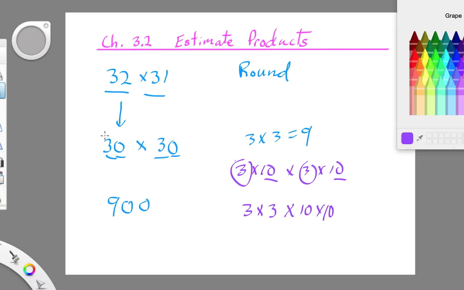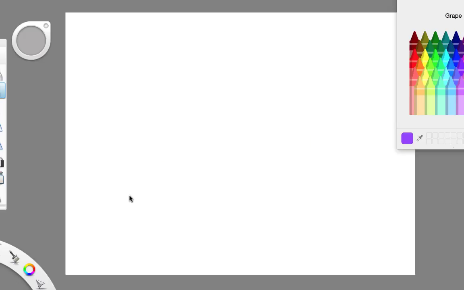Okay, so really I'm just looking at the first numbers, and then I'm adding the zeros to the end. Okay, so 900. It's pretty simple. That's an estimate. Here's another way. We're going to use compatible numbers. Okay, so we're going to estimate 24 times 28.